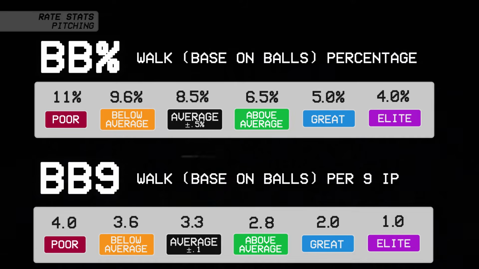Finally, here are the rates for walks. These have been more stable than strikeout rates and home run rates over the past 10 or 15 seasons, but these ranges will change from year to year. So treat what you're looking at on your screen as a general guide. All right, that's it for the pitching stats that we're going to cover in this video.